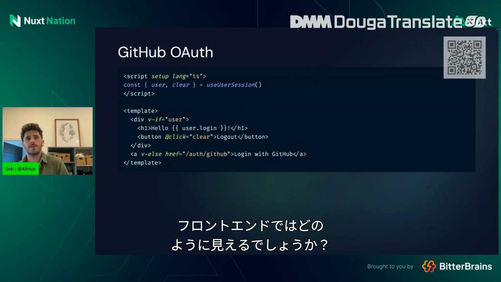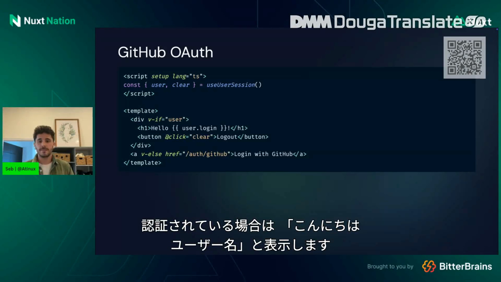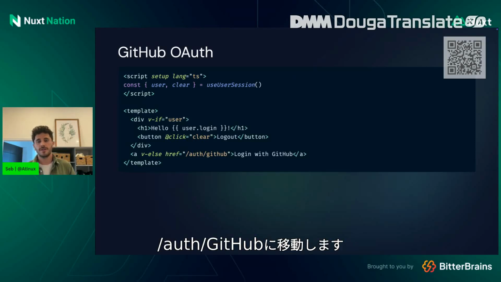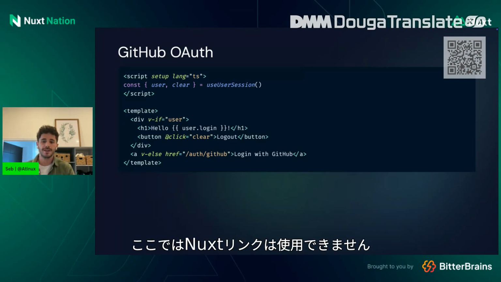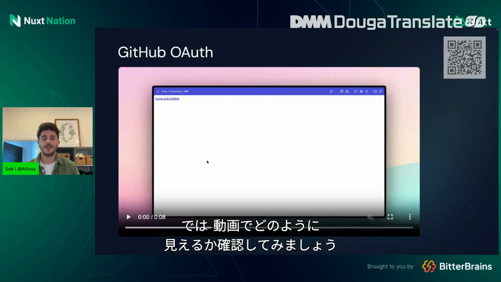So how does it look on the frontend? Here I'm using useUserSession to know if the user is authenticated. If they're authenticated, I'm saying hello with the username. Otherwise, I'm using a link to go to /auth/github. I cannot use the NuxtLink here as it's not a Vue page, but a Nitro route. So let's see how it looks in video.